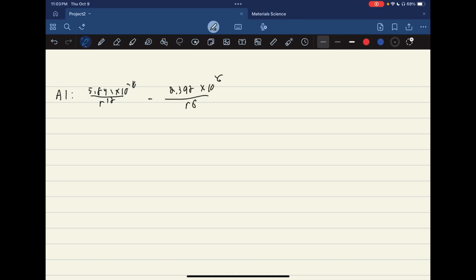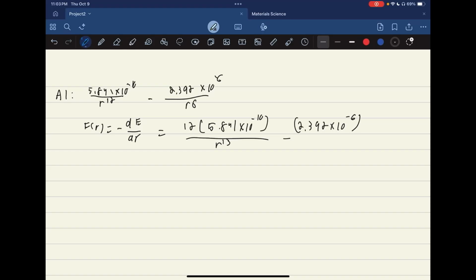You then take the negative derivative of this to get you the force, and you find where that is equal to 0 to find the lowest interatomic distance. So it'll be F of R equals negative dE over dR, which would then equal 12, because you would counteract the negative, times 5.841 times 10 to the negative 10th over R to the 13th, minus 2.392 times 10 to the negative 6th, multiplied by 6 over R to the 7th.